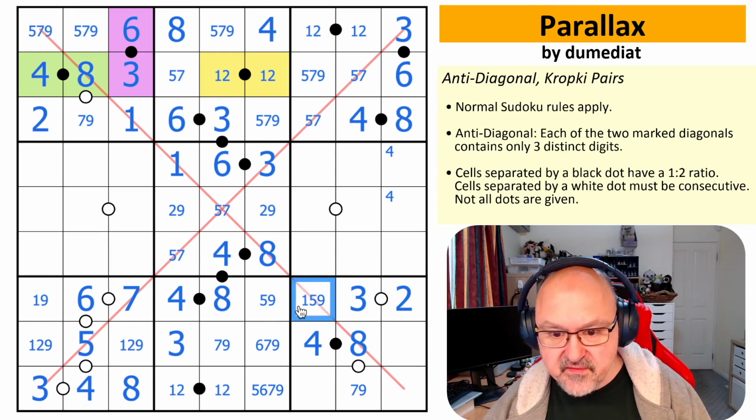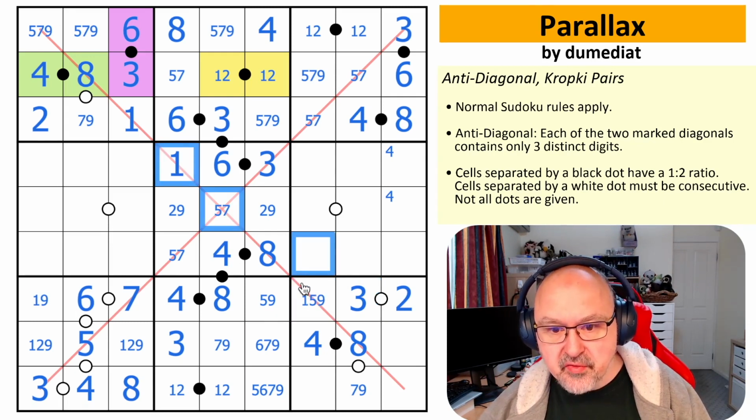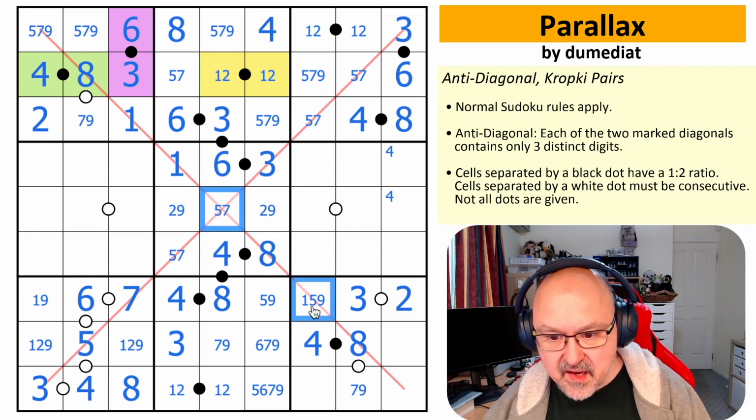This is 1, 5, 9, but I can't put 9 on the diagonal because there's no 9 on the diagonal here. In fact, the only thing I can put on the diagonal out of those is 5. So these, no, this could be a 1, but it can't be a 9.